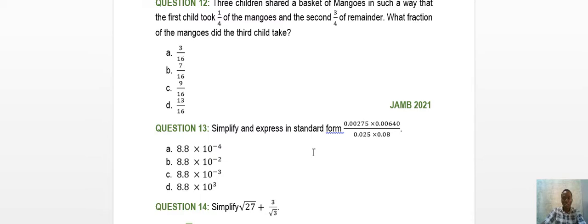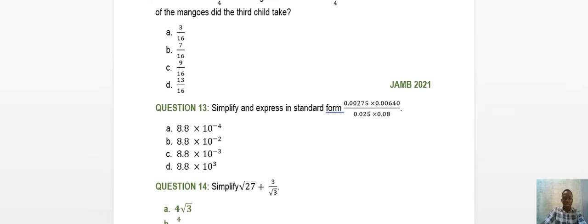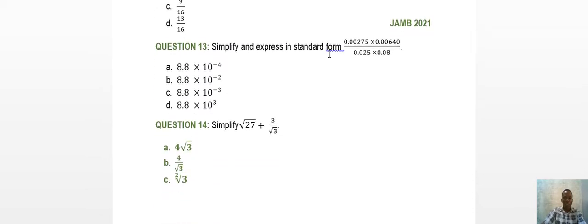Question number 13 says, simplify and express in standard form 0.00275 times 0.00640 over 0.025 times 0.08.